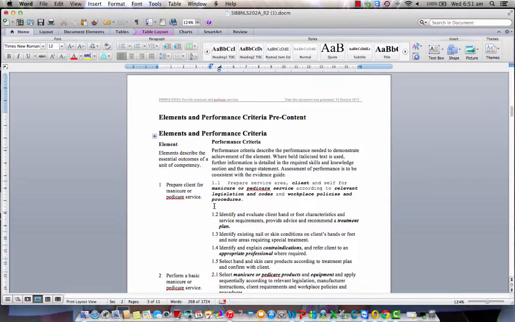Now, it may seem that a lot of content building has been produced for this one point, but remember, this content may be used to cover numerous points in this unit.